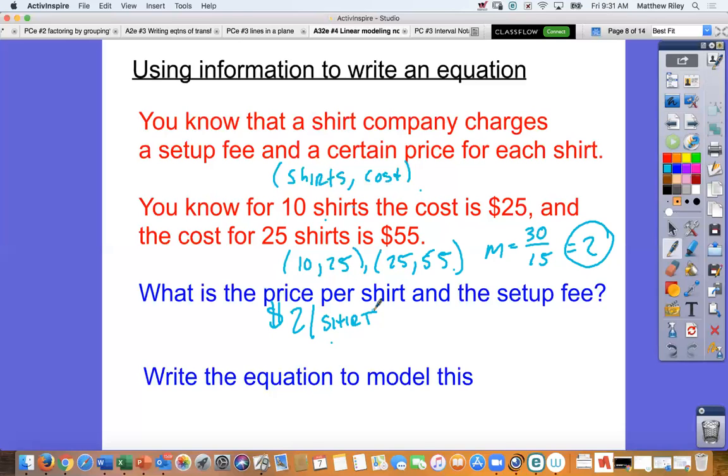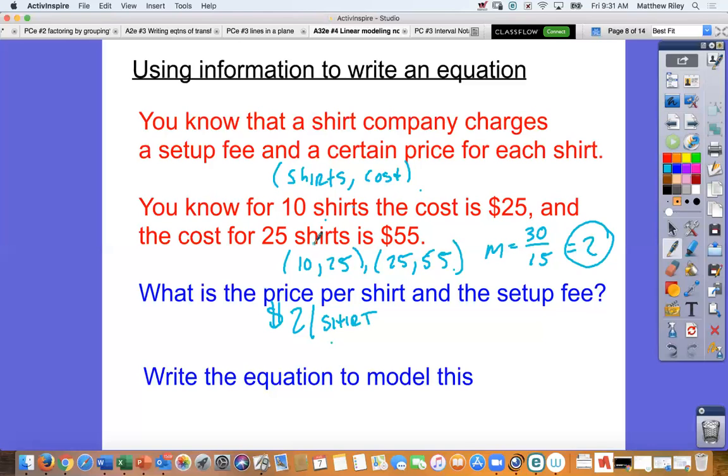What's the setup fee? And again, I don't mind you guys using common sense here. If we know that this is linear, it's going to go up at the same rate, and it's got the same setup fee. They don't give it a bulk discount. What's the setup fee going to be? Well, you can use, again, common sense. If it's $2 per shirt and 10 shirts, and I ordered 10 shirts, cost 25, well, the shirts would be $20. So the setup fee would have to be the rest, which would be 5.